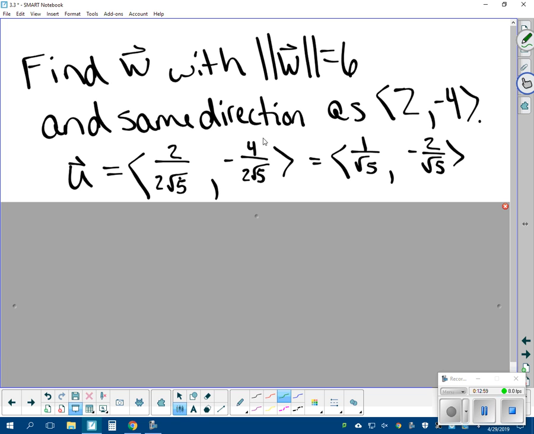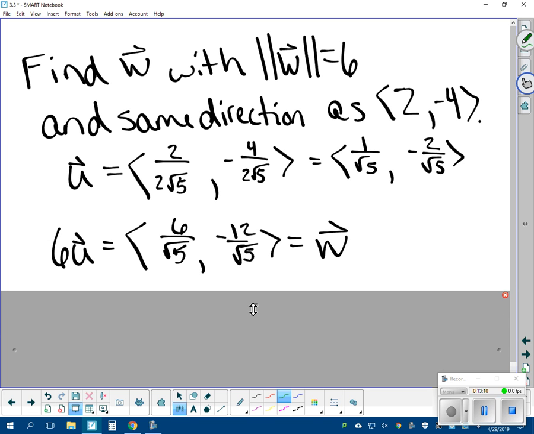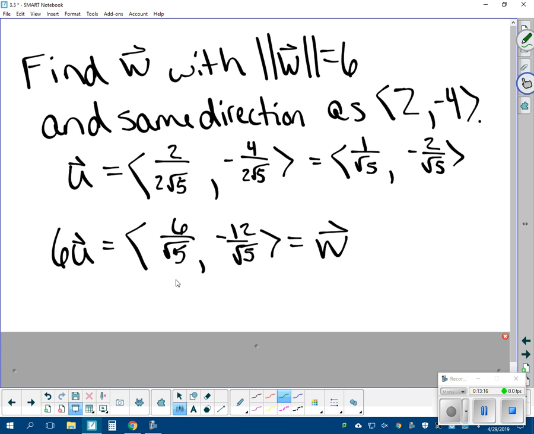So this one we were able to simplify. We're still not rationalizing the denominator, but if you can simplify a radical, you should be doing that. And then we would just have to multiply that by 6. 6 times the unit vector is the same as our vector w. So 6 over radical 5 and negative 12 over radical 5.